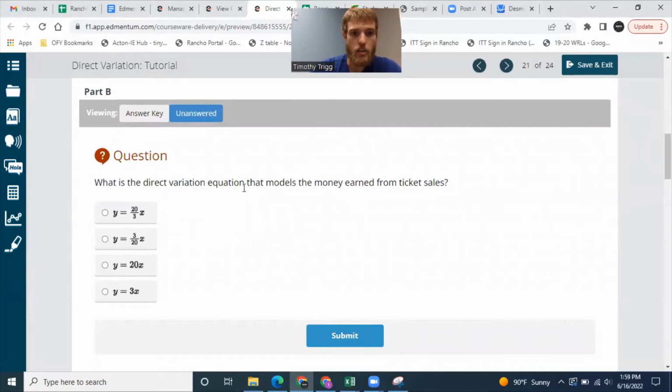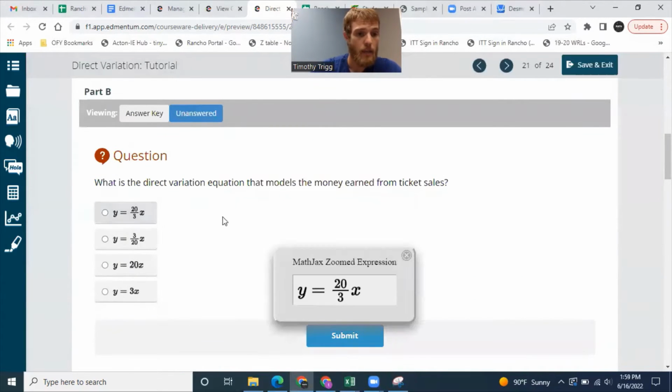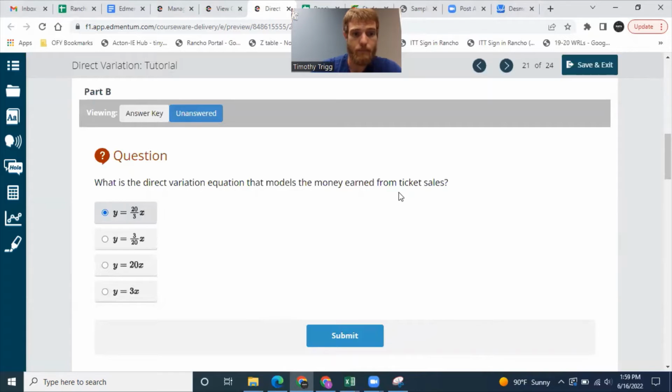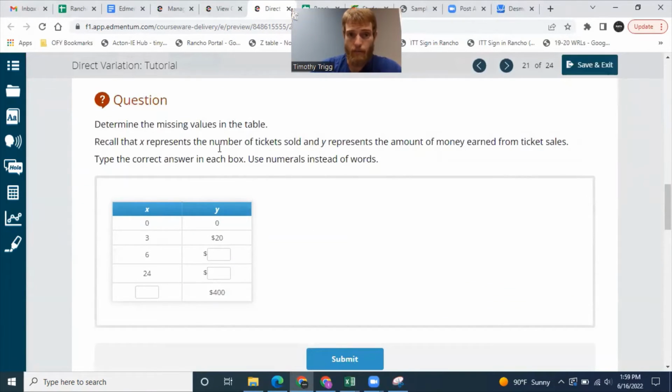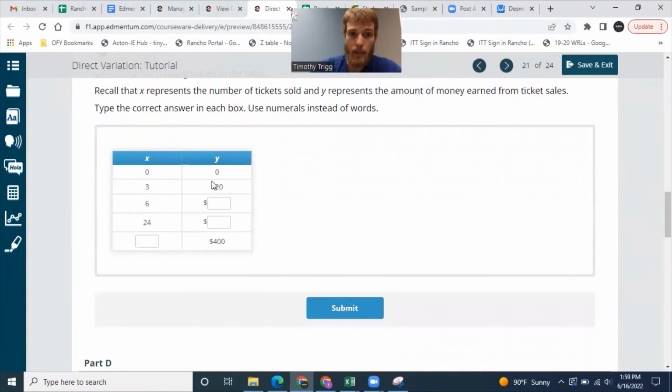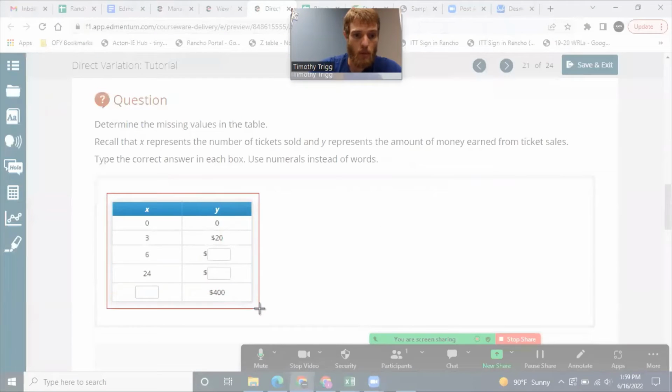What is the direct variation equation? Well, remember, it's y equals k times x, and we just determined the value of k is 20 over 3. Let's go ahead and finish filling out this x and y table using the value of k that we had found in the previous problems.